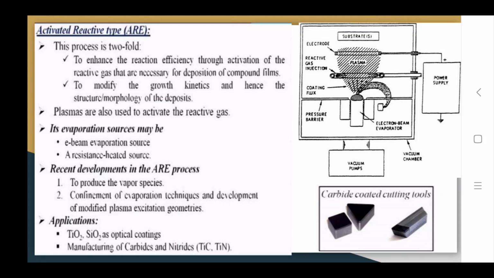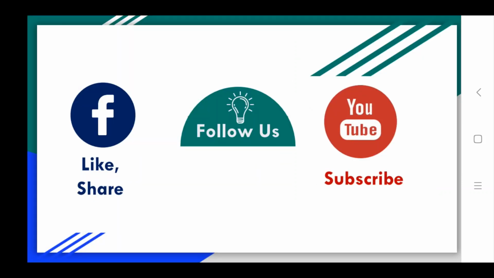Okay, so this is about today's lecture. Now the remaining types of this PVD technique we will cover in the next lecture.